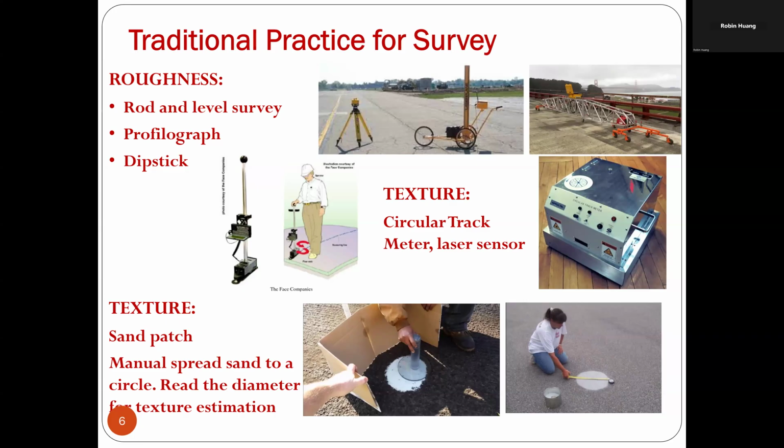Then the texture. There are a few standards governing this practice. One is the old traditional method called the sand patch. Basically you use standard sand, you spread the sand on the surface into a circle. Then you measure the size of the circle. Then there is a formula you can use to calculate the value of the MPD or MTD for the surface texture. In the middle of this one is called the circular track meter, the CTM. This is a standard instrument. There is a circular laser sensor inside of this instrument. It measures the circle and gives a similar value of the texture data.